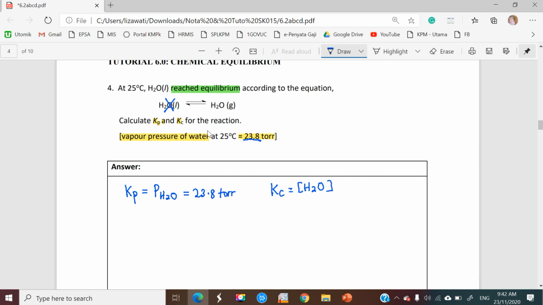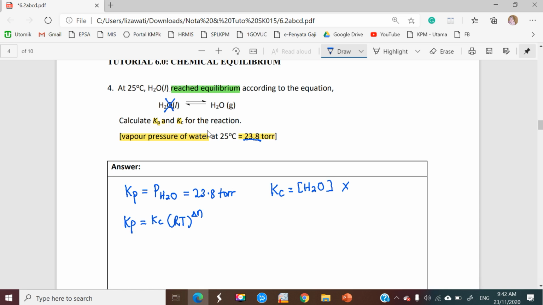So therefore we cannot use this expression. However, we can use this formula: Kp equals Kc (RT) to the power of delta N. Please remember when you write, make sure RT is in a round bracket, and the power of delta N.